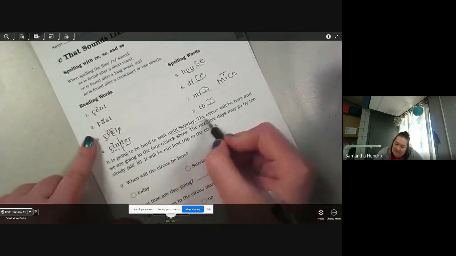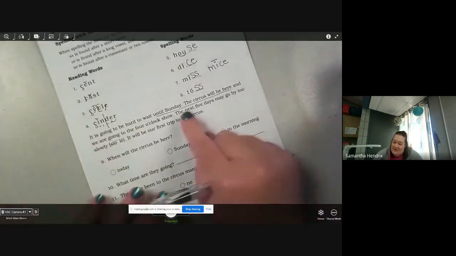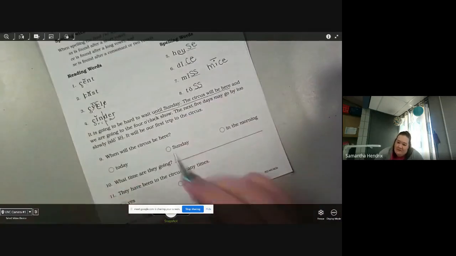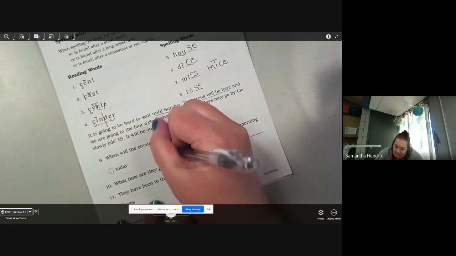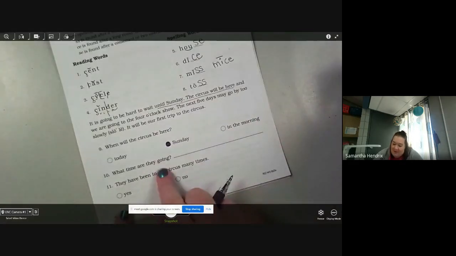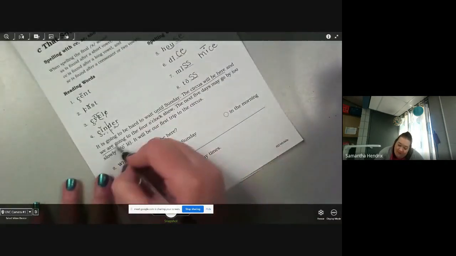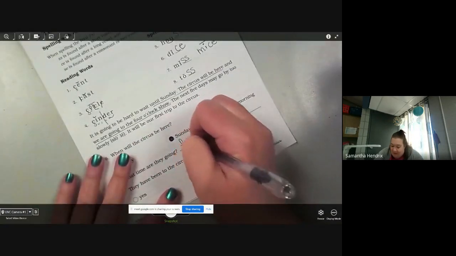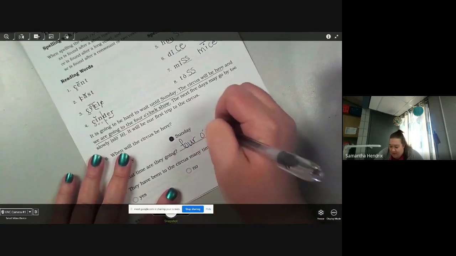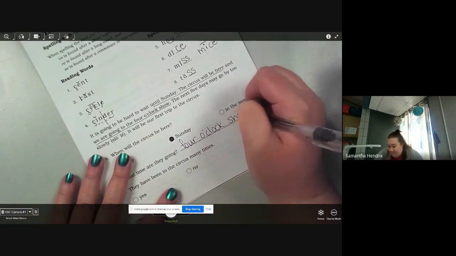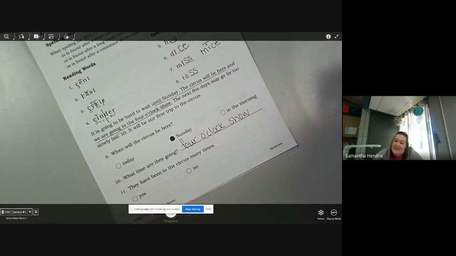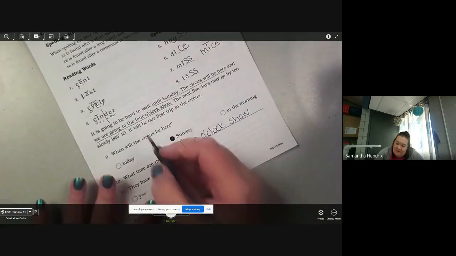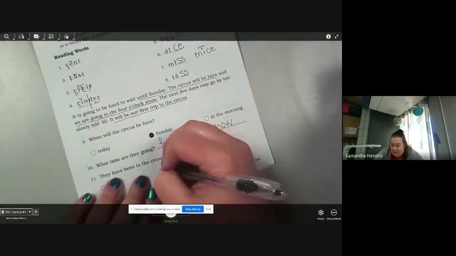Sunday. So that uses two sentences. Sunday, the circus will be here. What time are they going? We are going to the 4 o'clock show. Underline it. And we're just going to write 4 o'clock show. They have been to the circus many times. It will be our first trip to the circus, so no.